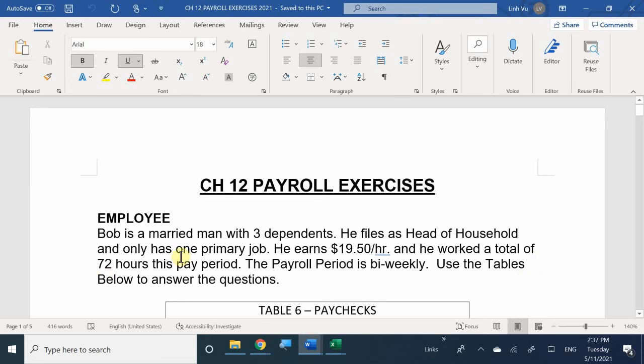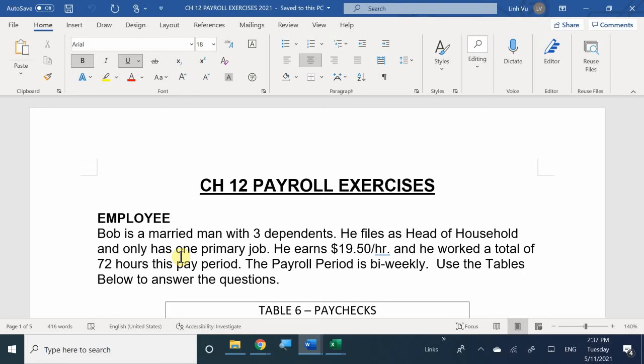All right. Chapter 12, payroll exercises. First off, we're going to focus on one section at a time. So here, we're going to focus on just our employee expenses. Let's take a look.